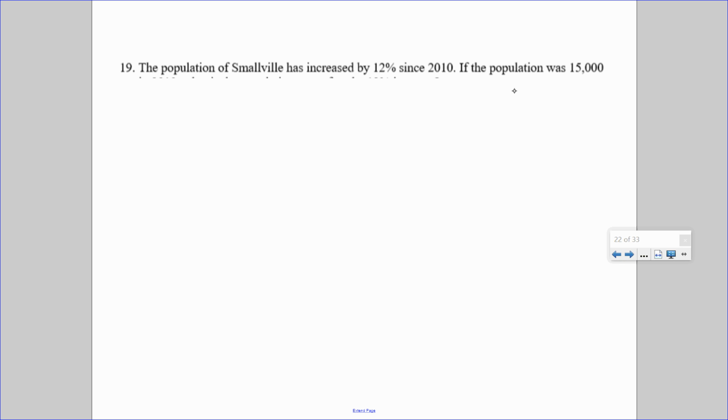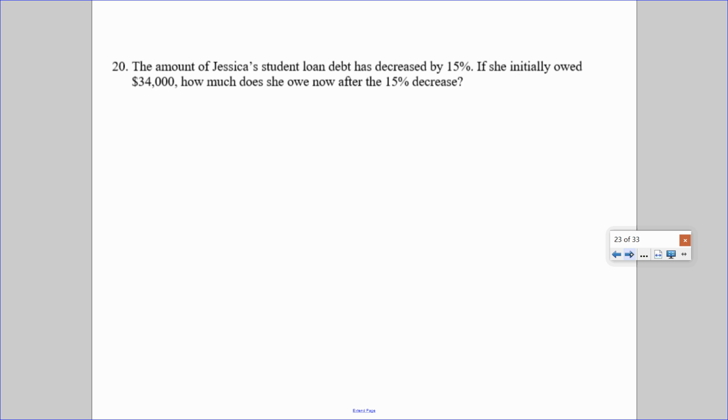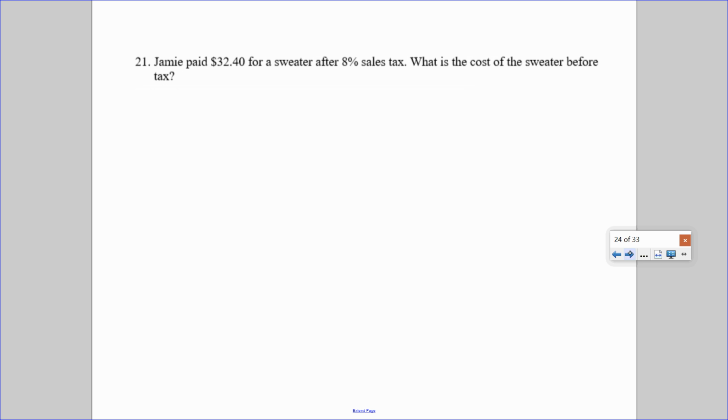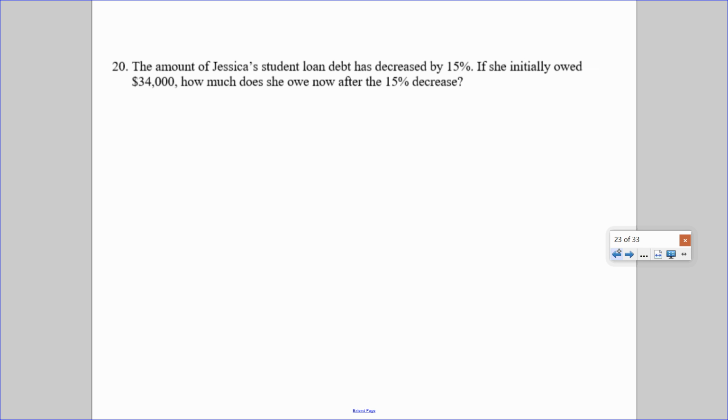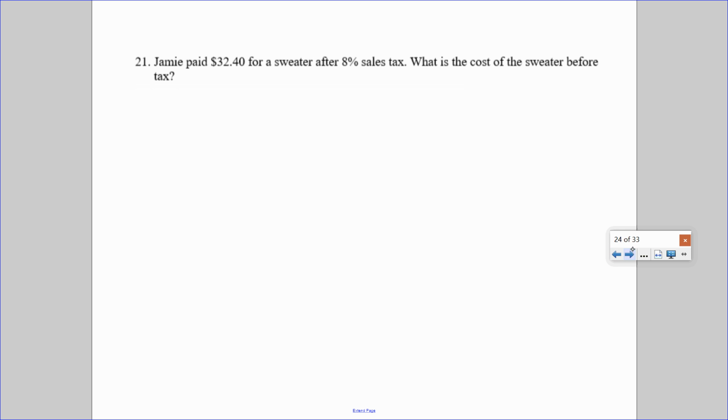This one looks like it got cut off. Either way, you can try that one on your own. Same type of thing there. Actually, wait. So 21 is going to change a little bit.